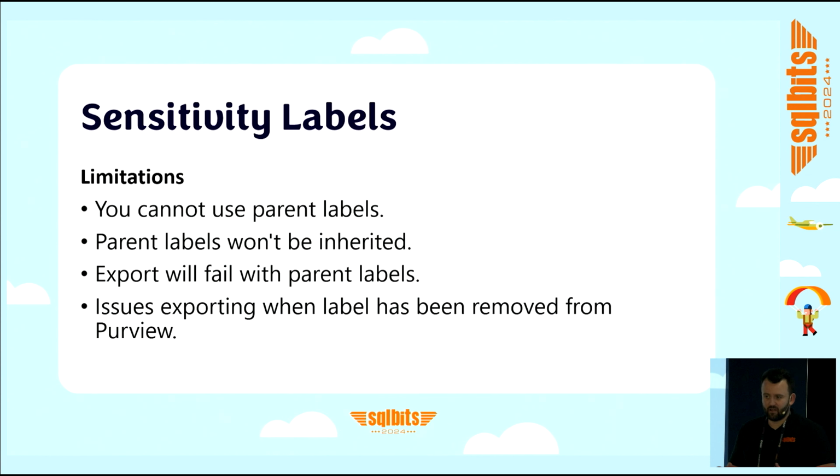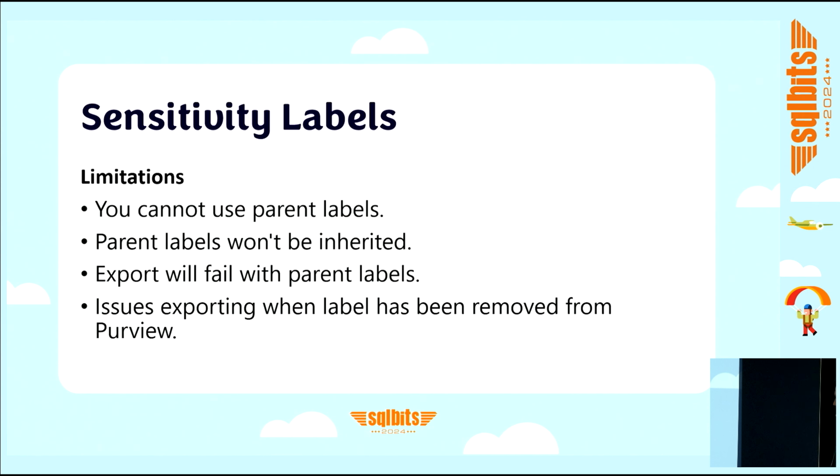And I say that it's a security risk because imagine you have your Power BI report with confidential data. They create a sublabel, and your label becomes a parent label. Someone downloads data, and the Excel file is now without protection. Also, export will fail with a parent label. That is basically what I'm saying. It's not going to have any protection.